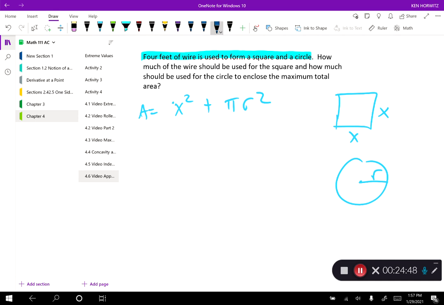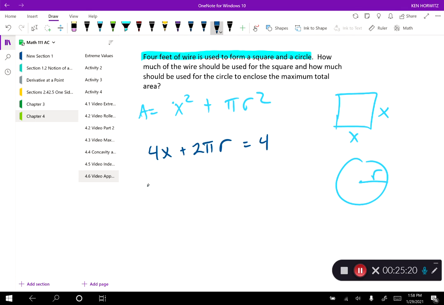So let's do a secondary equation to say x, which is the perimeter of my square, plus 2 pi r, which is the circumference of the circle, equals 4. And then I really want to solve for x because there's less r's to deal with. I've got an r squared there, and I don't really like that very much. So I'm going to solve this for r.